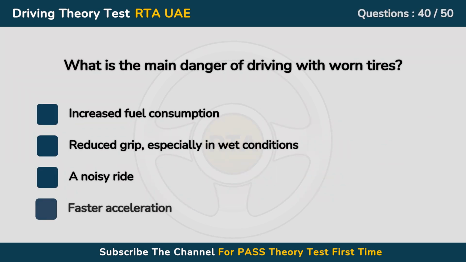Question 40. What is the main danger of driving with worn tires? A. Increased fuel consumption. B. Reduced grip, especially in wet conditions. C. A noisy ride. D. Faster acceleration.